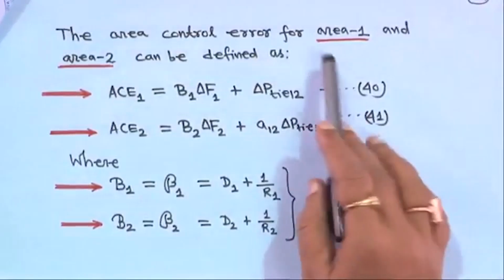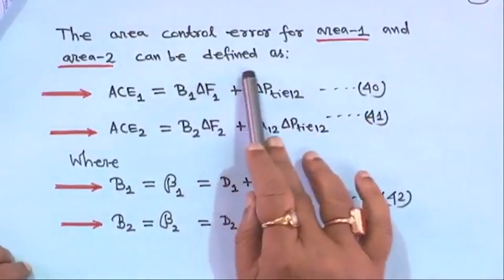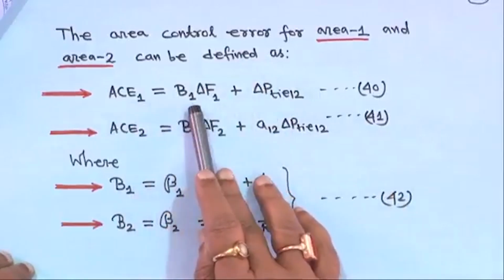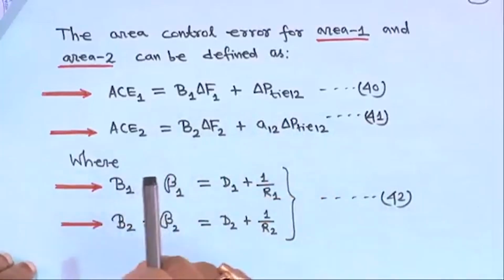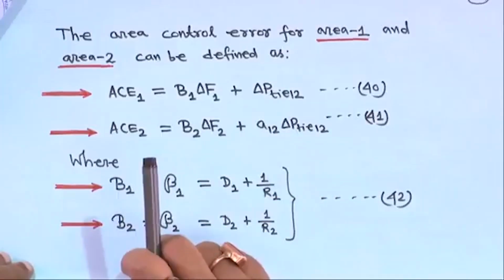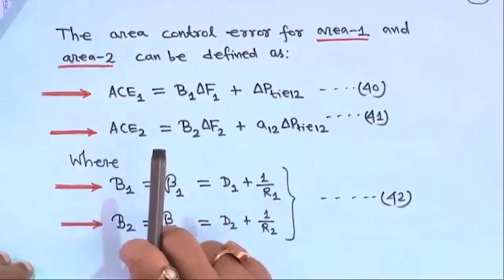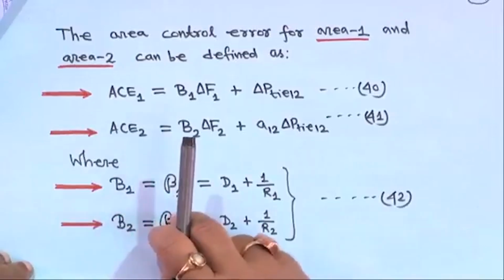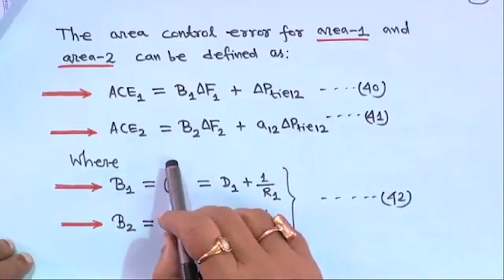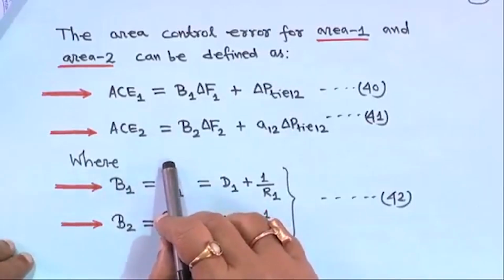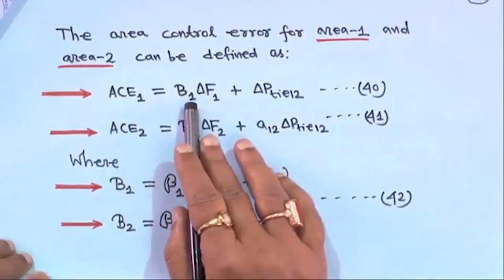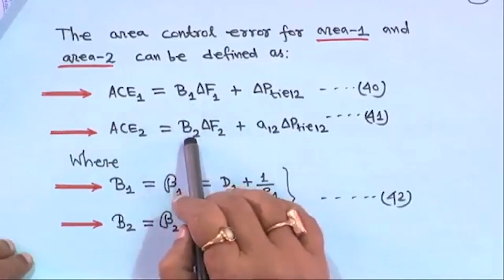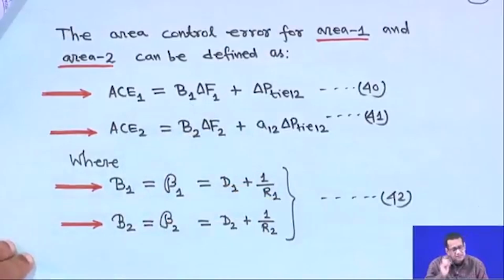Now, what is ACE? The area control error for area 1 and area 2 can be defined as: ACE1 will be B1 delta F1 plus delta P tie 1 2. We have seen the steady state error in frequency, that is delta F SS, for an isolated system; it is basically minus delta PL upon D plus 1 upon R. And D plus 1 upon R we call B1 or beta 1, the frequency response characteristic. So, this bias factor B1 or B2, or in general the B parameter, is called the frequency bias constant.